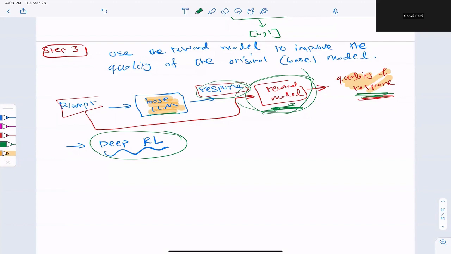Is the base LLM without the supervised fine-tuning? No, it is with supervised fine-tuning.